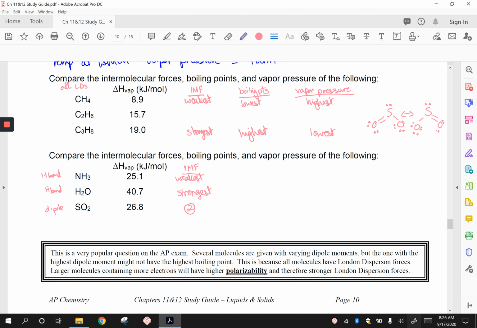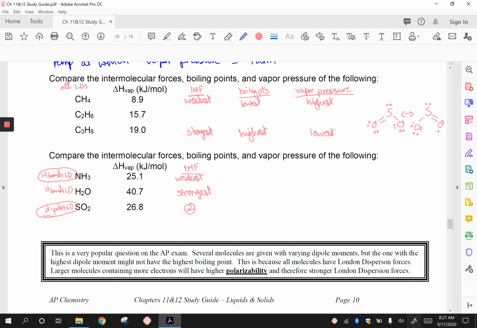Now, does that make sense? Well, maybe. We got to make it make sense, right? We got to explain it somehow. So what is the reason? Well, remember, all these have London dispersion as well. All molecules have London dispersion, right? So in general, hydrogen bonding is stronger than dipole, right? But somehow the sum of these is larger or stronger than the sum of these.